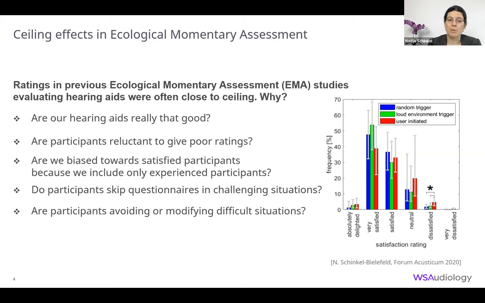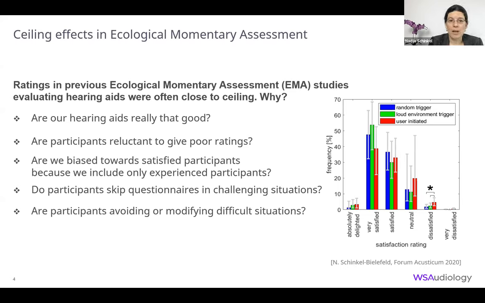Then it could be that participants skip questionnaires in challenging situations. If I'm already struggling to understand, maybe that's not the best time to get out my phone and fill out a questionnaire. Or it could be that they are either avoiding or modifying difficult situations. For example, if you could not understand what I'm saying, you would probably not just stick around, you would try to do something about it. Maybe restart the computer or use a different technology. And if nothing helps, you probably would not stay here for a 90-minute webinar, but you would rather do something more useful and maybe watch the recording afterwards.